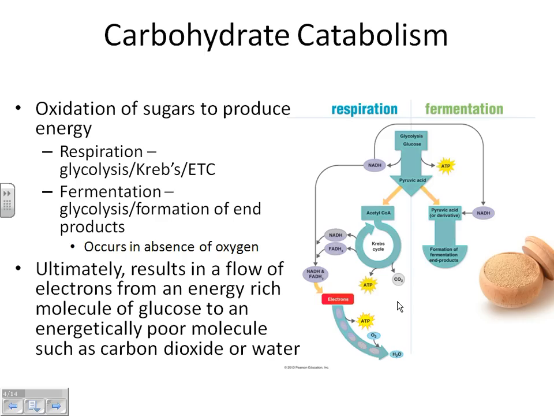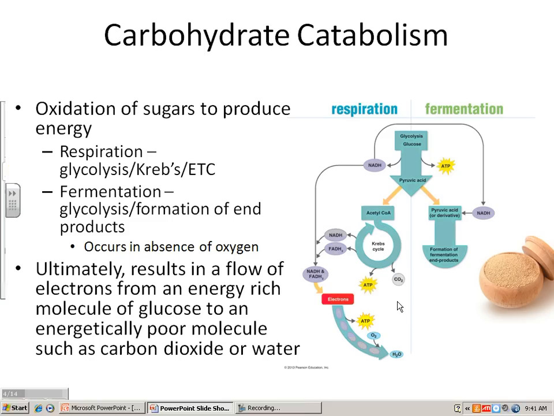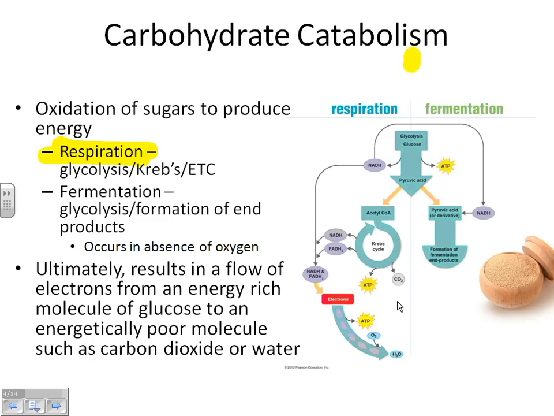I'm going to start with glucose, break it down by a process called glycolysis. Then we're going to go into this circle cycle called the Krebs cycle. Then from there, we're going to go down something called the electron transport chain. Okay? All three of those processes make up something called cellular respiration. Okay? So on this side, this is respiration.